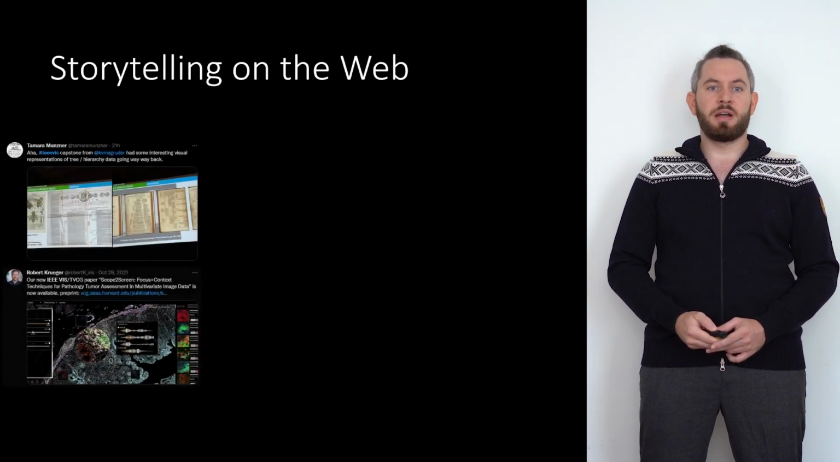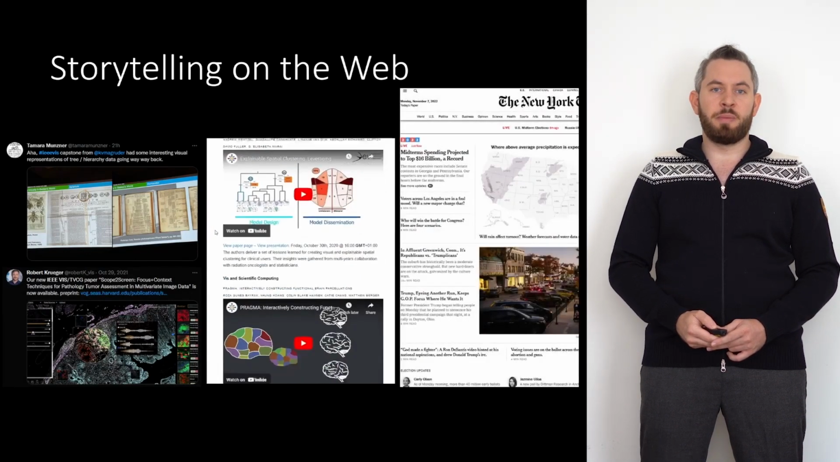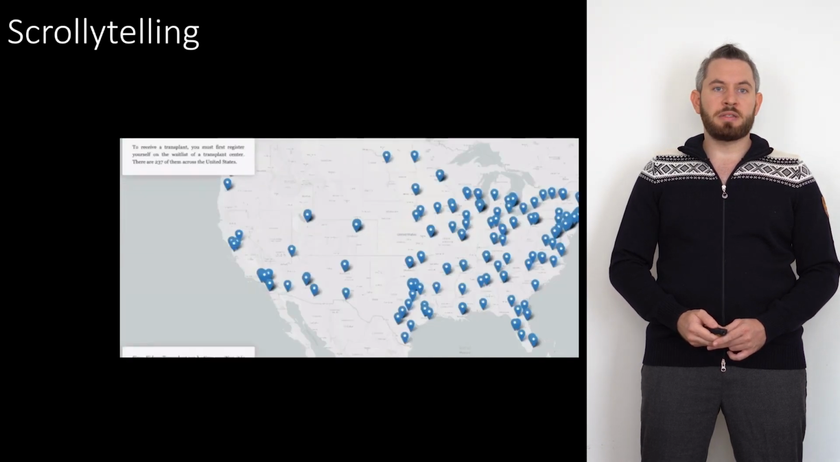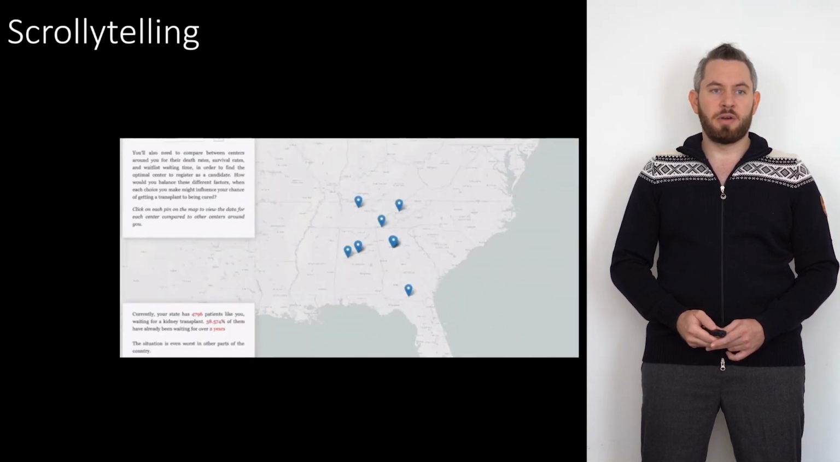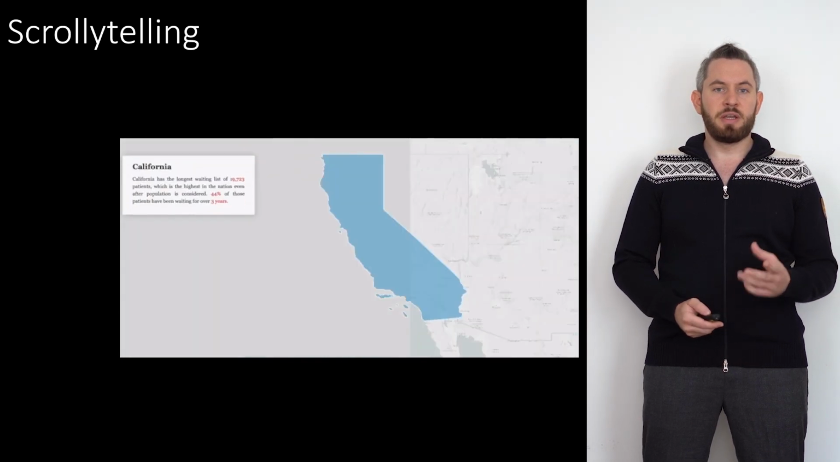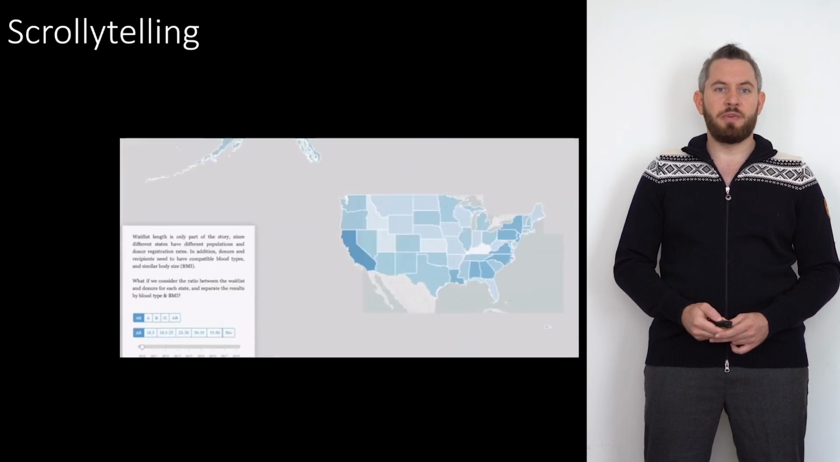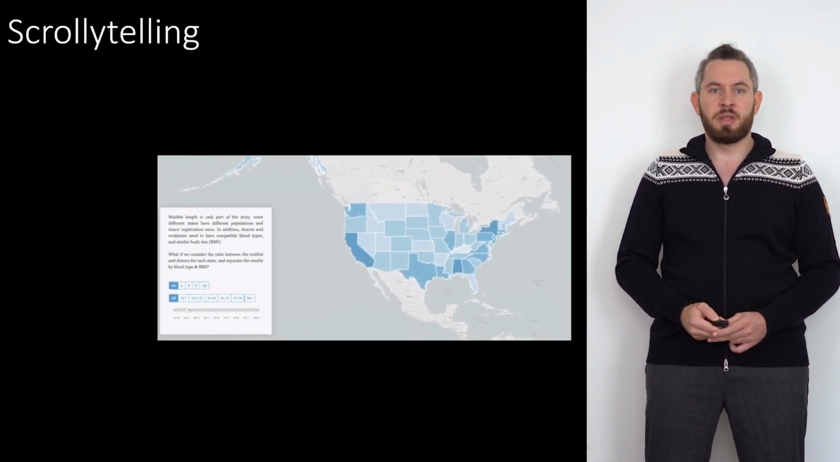Storytelling on the web comes in various shapes and forms, like tweets, blog posts, or web pages. And nowadays, Scrollytelling has been widely adopted during the pandemic. And what you can see here is an article where you see geospatial information appearing on the fly on a map while you can read text accompanying it.